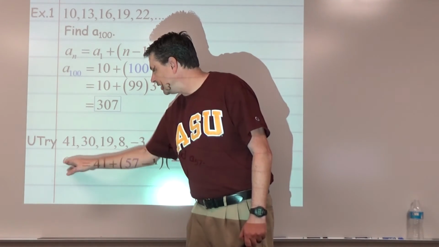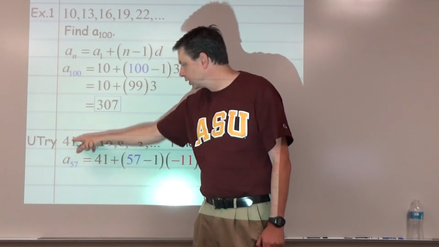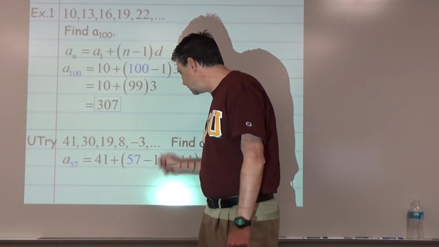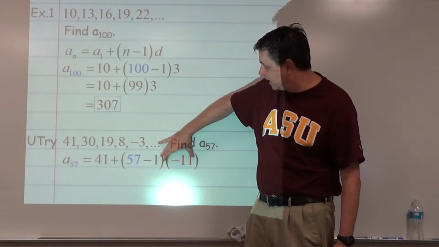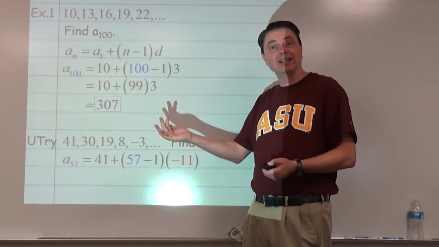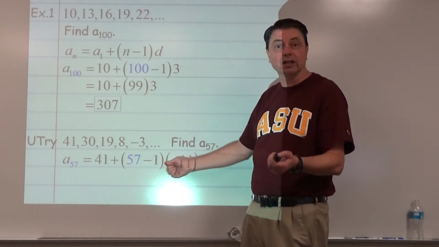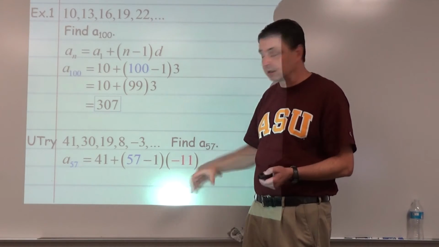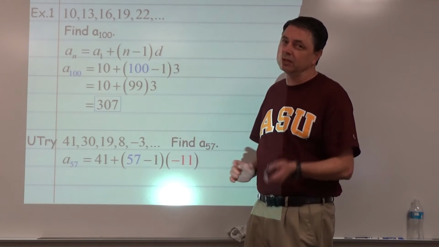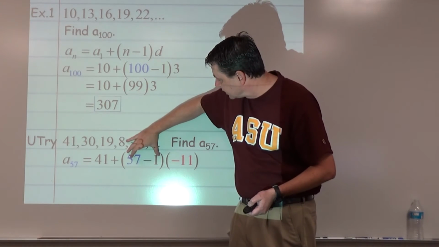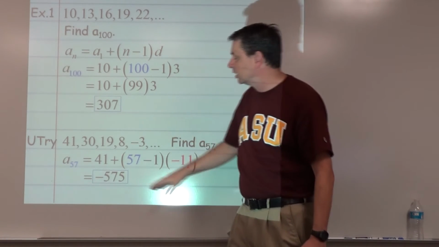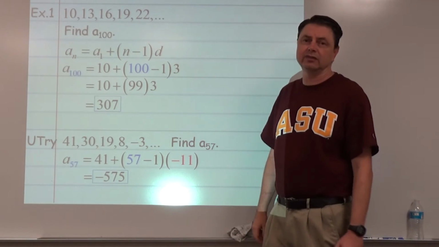All right, so we would be doing a sub 57 equals first term, 41, plus n minus 1 times d. So if we're talking about the 57th term, 57 minus 1 times. Now, careful on this one, because our d is negative, you're going to want to use parentheses, because otherwise someone might see it and think it's subtracting 11. Your calculator might think it's doing that, subtracting 11. We want to show that it's multiplied by d. So parentheses there. Wasn't necessary when the d was positive. So if we simplify this, we're talking about 56, negative 11. And then if you calculate it all out, you should get negative 575.